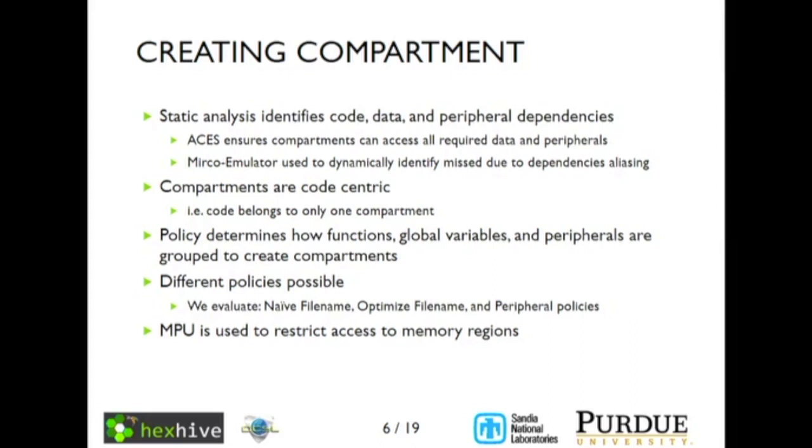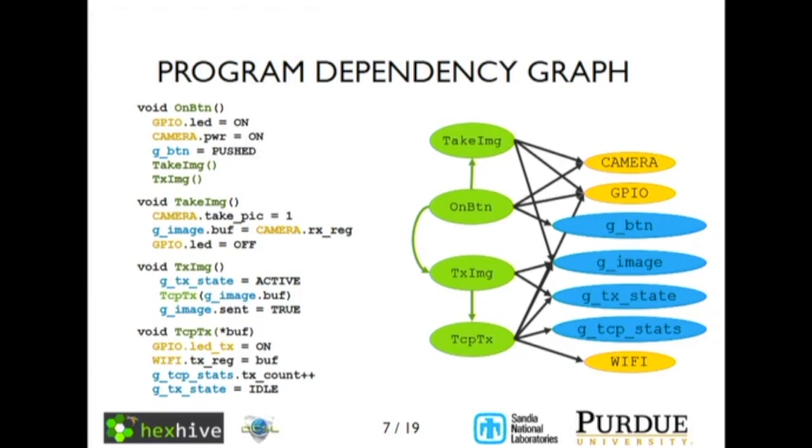To create compartments, there are 2 things we have to do. We have to, 1, identify what goes in what memory regions and the permissions for all those memory regions, and then the control flow between the functions. First, I'll go through how we identify and put everything into the appropriate memory regions to meet the hardware requirements of the memory protection unit, and then I'll go through how we do the control flow. The first thing we do is build a program dependency graph. On the left here, I've got an example program. The details of it aren't really important. The important part is it's got 4 functions. Those functions use some peripherals and some global variables.